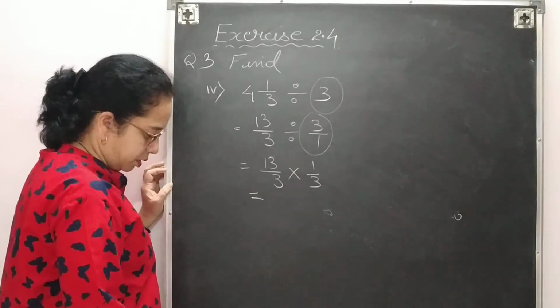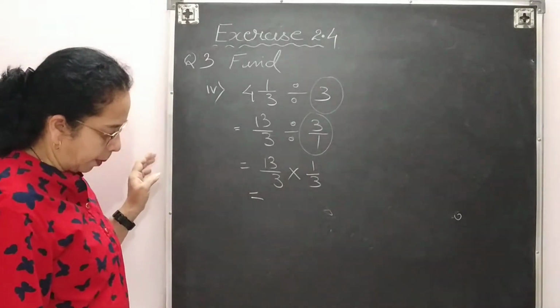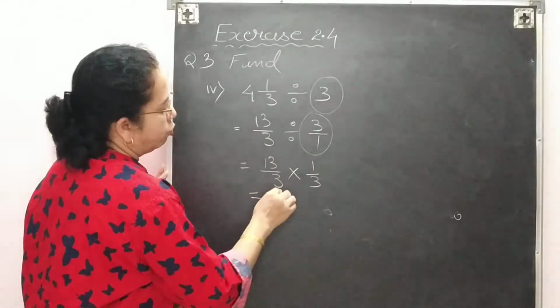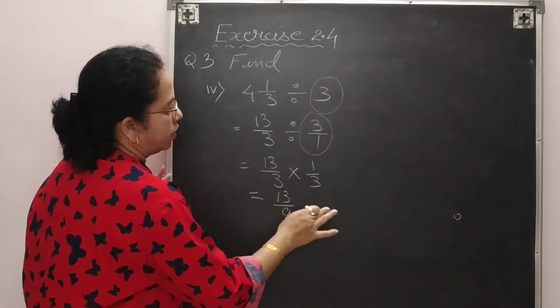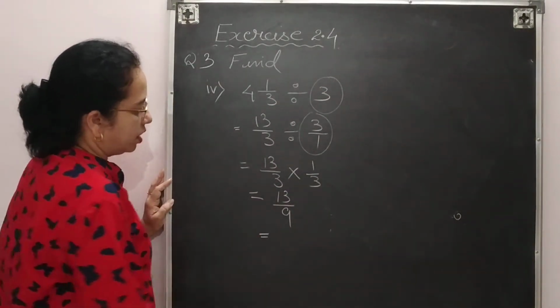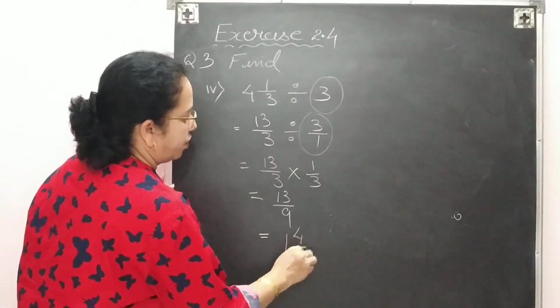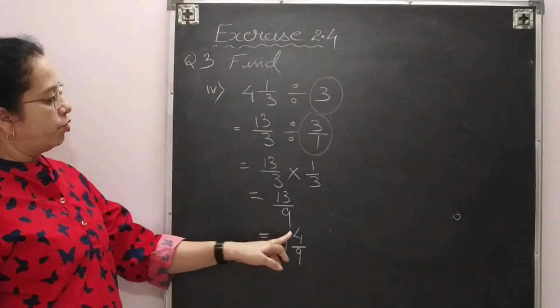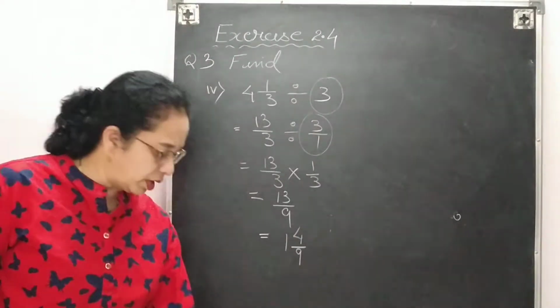If it's not possible, then we can multiply numerator with numerator, denominator with denominator. Since your numerator is greater, convert into a mixed fraction. 3 1s are 3, 4 is left, 1 is to 4 upon 9.